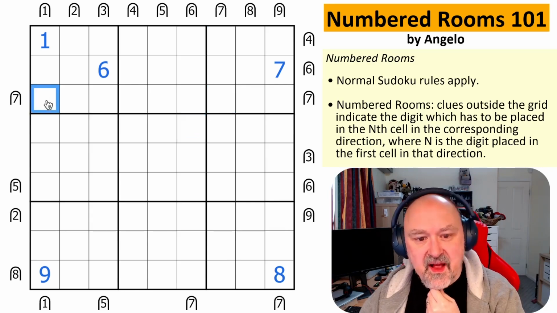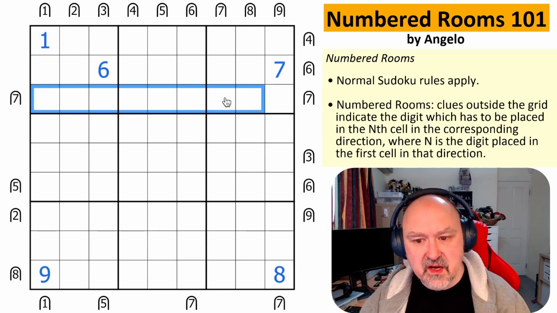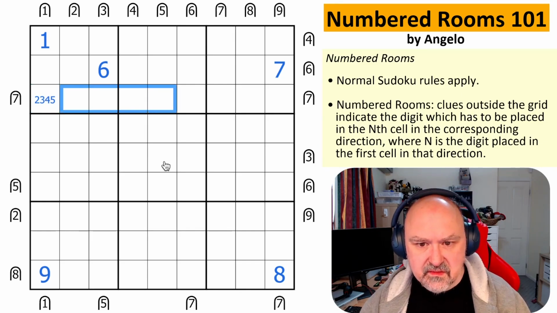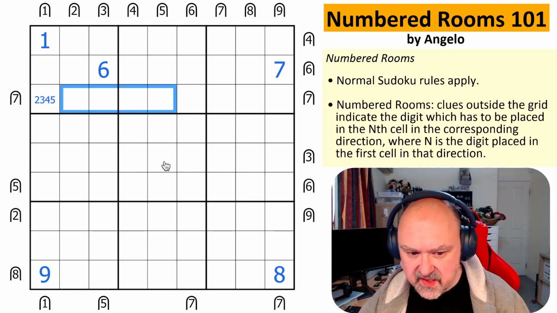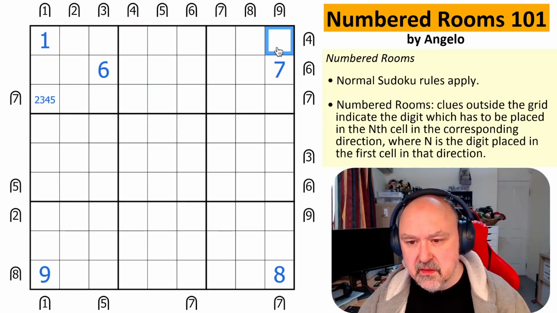I've never succeeded. This one's a little restricted because 7 can't go here. 7 can't go here because this can't be 6, and 7 can't go here because this can't be 1. So this is only 2, 3, 4, or 5. There's almost certainly a better thing to look at, but I don't know what it is. It's probably up here.